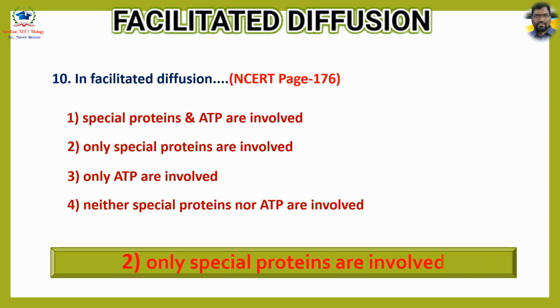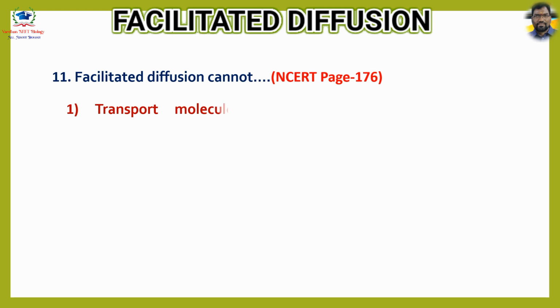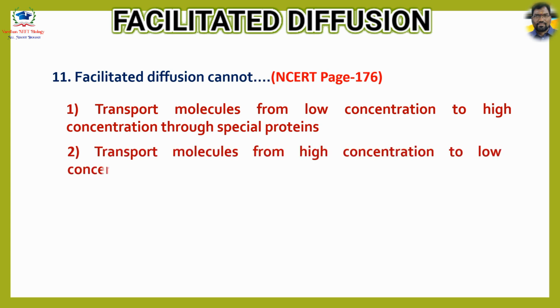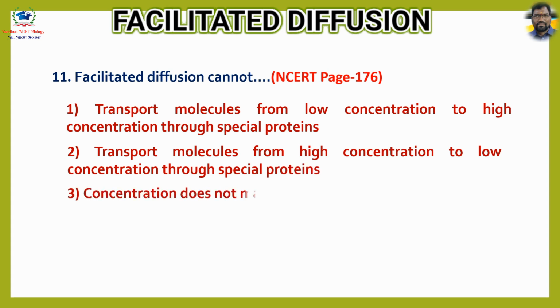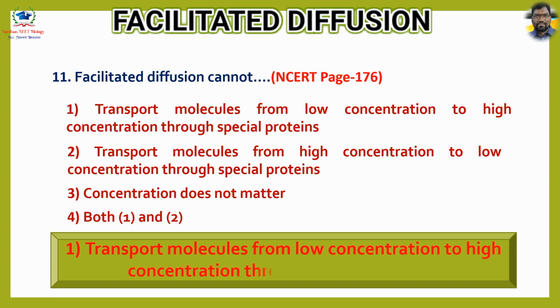Question number 11. Facilitated diffusion cannot. Options are 1. Transport molecules from low concentration to high concentration through special proteins, 2. Transport molecules from high concentration to low concentration through special proteins, 3. Concentration does not matter, 4. Both 1 and 2. The answer is option 1. Transport molecules from low concentration to high concentration through special proteins.